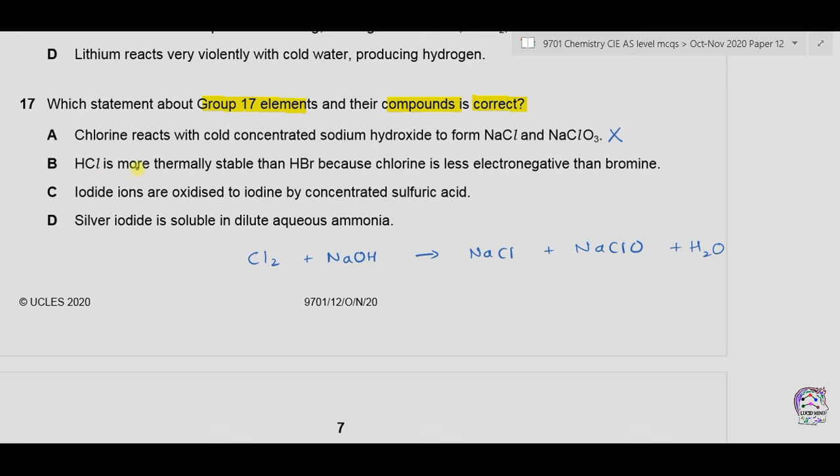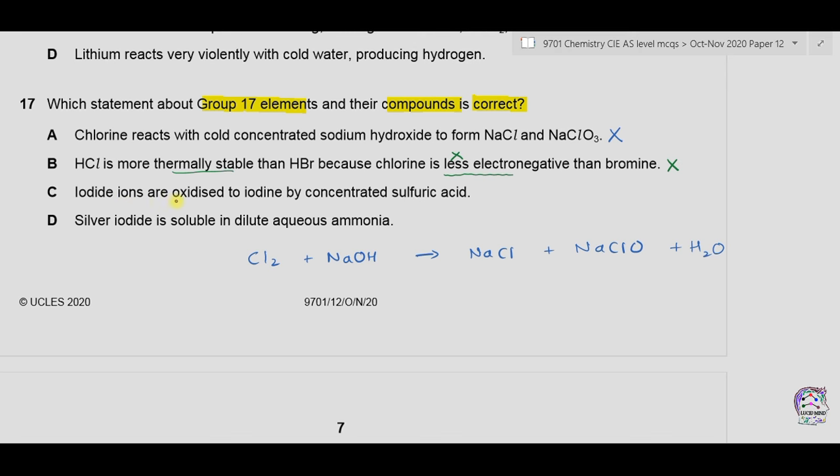B. HCl is more thermally stable than HBr because chlorine is less electronegative than bromine. As we know, going down in group 7 the electronegativity decreases, so therefore chlorine is more electronegative than bromine, and because of more electronegativity the HCl bond is stronger than HBr, so B is incorrect.